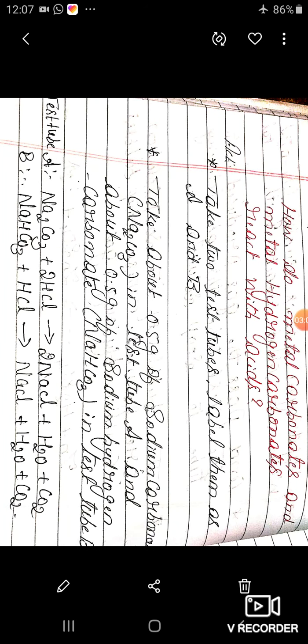So, observe this equation. When hydrochloric acid is added to sodium carbonate, it gives sodium chloride, water and carbon dioxide gas is evolved. And the same in test tube B, hydrochloric acid is added to sodium bicarbonate or sodium hydrogen carbonate. It gives sodium chloride, water and carbon dioxide gas is evolved.